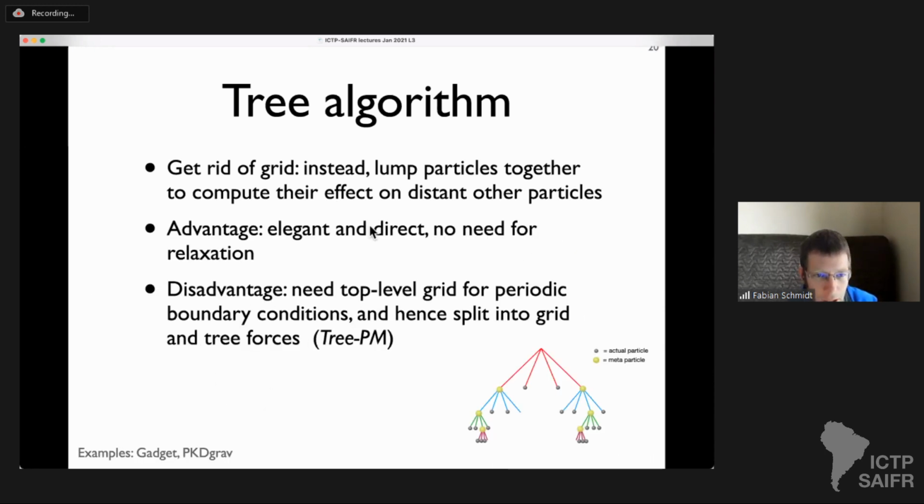The advantage is that I think it's a very elegant method. You don't need a grid. You don't need relaxation. The disadvantage is that in the end, we are simulating cosmological volume. So in the end, we want periodic boundary conditions for the whole volume, right? Because we're not simulating a box in empty space, we're simulating a box inside the surrounding universe. So it's hard to put in periodic boundaries in the tree. So what people do instead typically is to add a grid at the base level, and then you need to split forces into grid and tree forces, and that has its own little issues.